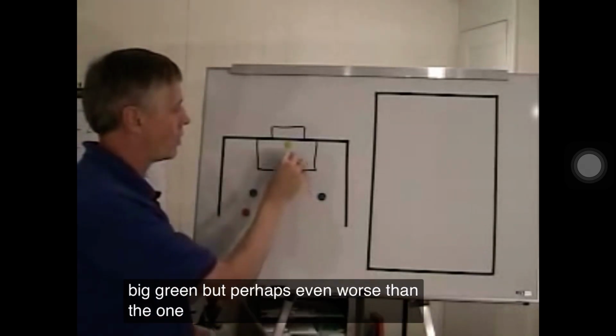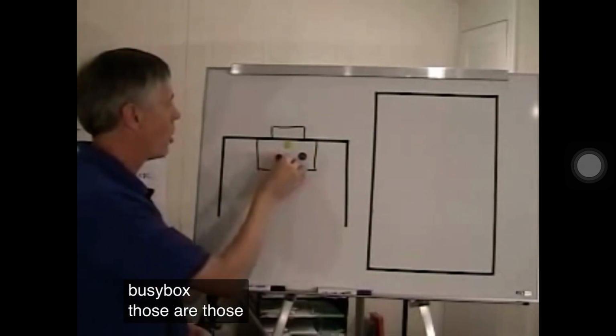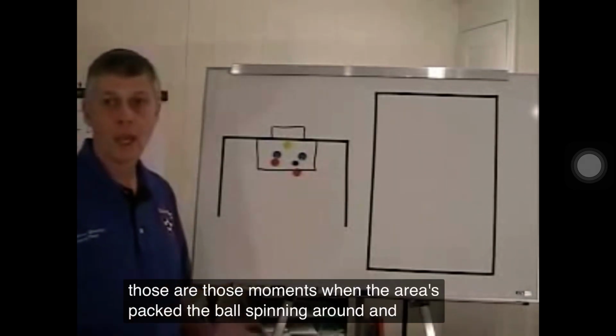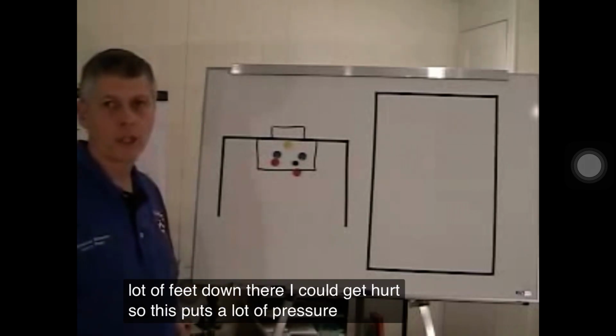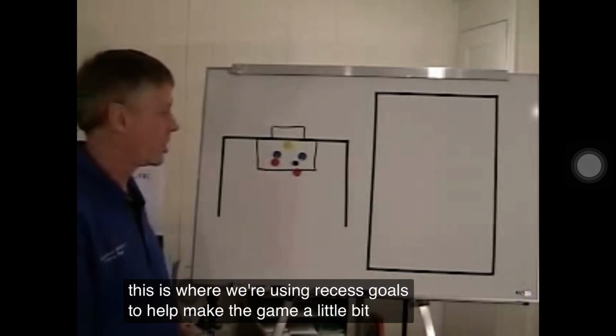But perhaps even worse than the 1 versus 1 is going to be the busy box. Those are those moments when the area's packed, the ball's pinging around, and everyone's yelling to the goalkeeper, use your hands, use your hands. There are a lot of feet down there. I could get hurt. So this puts a lot of pressure on, and this is where we're using recess goals to help make the game a little bit simpler.